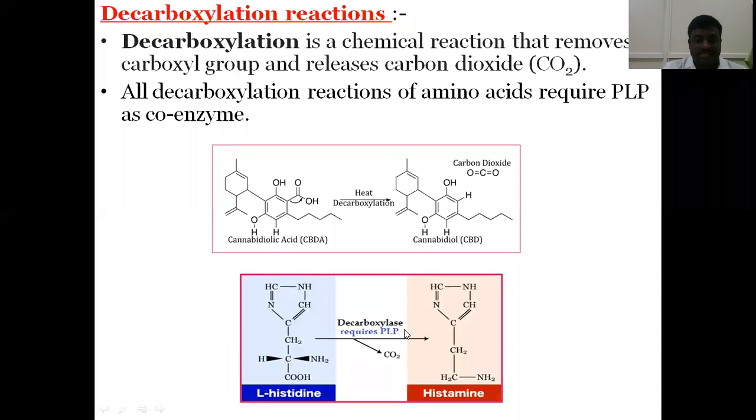One example you can say is histidine being converted to histamine, in the presence of the enzyme decarboxylase. Here it removes a carbon dioxide molecule from the COOH group, and then it is converted to histamine. So this is about the decarboxylation reaction.